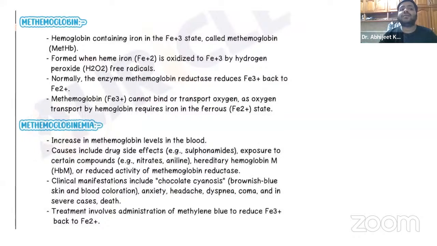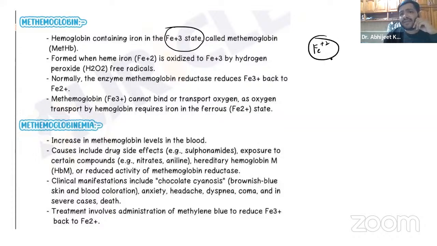Coming on to the next one, that is methemoglobin. In methemoglobin, the hemoglobin contains iron in the Fe+3 state. Normally, in the structure of hemoglobin, in the center we have the ferrous ion, which is in the form of Fe+2. But in methemoglobin, what is the altered structure from the normal? In the normal we have Fe+2; over here we will have Fe+3. That is called methemoglobin, right?